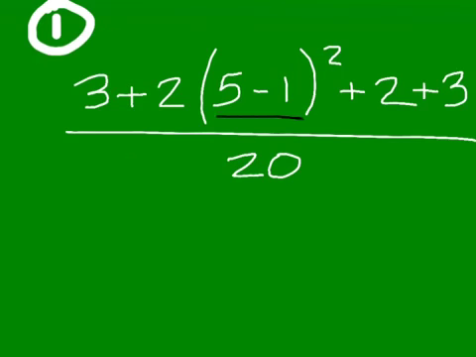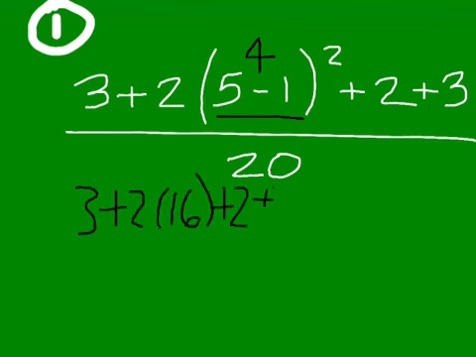This one, we need to do this first. So we got 5 minus 1 is 4. 4 squared is 16. So 3 plus 2 times 16 plus 2 plus 3 divided by 20. So 2 times 16 is 32. So we've got 3 plus 32 makes it 35, plus 2 plus 3 will make it 40. So 40 divided by 20 is 2.